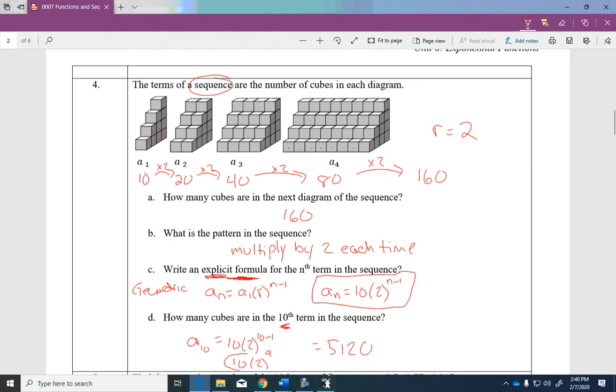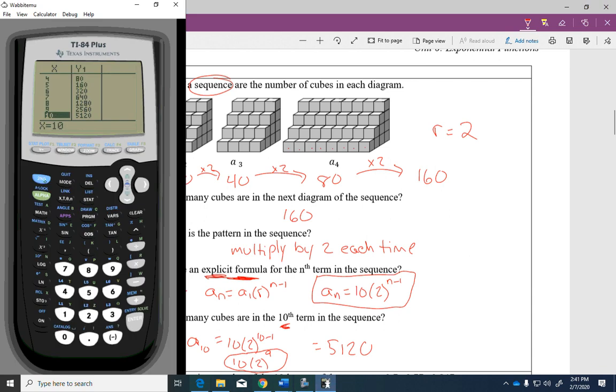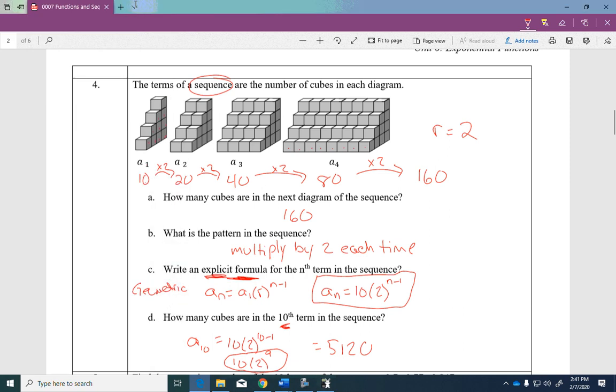If I were to calculate this on my home screen, 10 times 2 to the 9th power, because remember it was 10 minus 1, I do get that 5,220. But really, you could just look at your table and look at when x is 10, because that's the 10th term. Your calculator did the calculations for you.